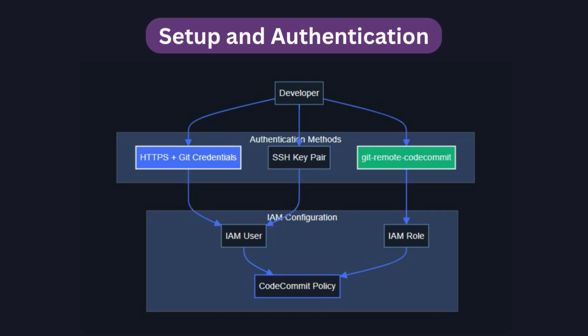Setup and authentication. CodeCommit supports 3 authentication methods. The first is HTTPS using IAM Git credentials, which involves a username and password. The second is SSH using a key pair uploaded to IAM. The third is Git Remote CodeCommit, which is the recommended approach. It uses AWS CLI credentials directly and works with IAM roles, SSO, and temporary credentials. This method avoids separate credential management and integrates with AWS CLI profiles.